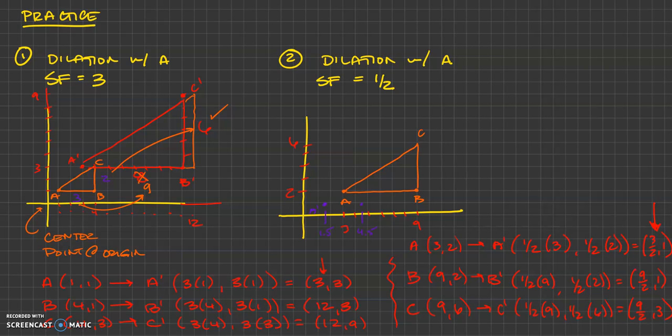So you can already see this getting smaller. There's B prime. And C is going to be at 4 halves, but it's going to go up to 3. So 1, 2, 3. That is C prime. So there is your dilated image. And you can see how it has reduced by a scale factor of 1/2. That is a very basic introduction to dilations.